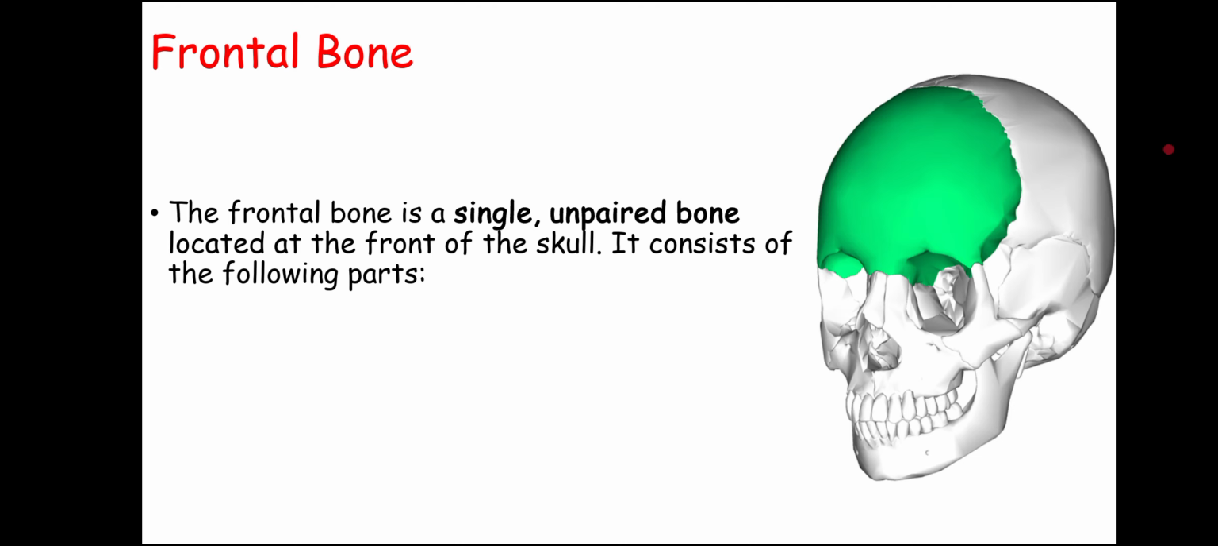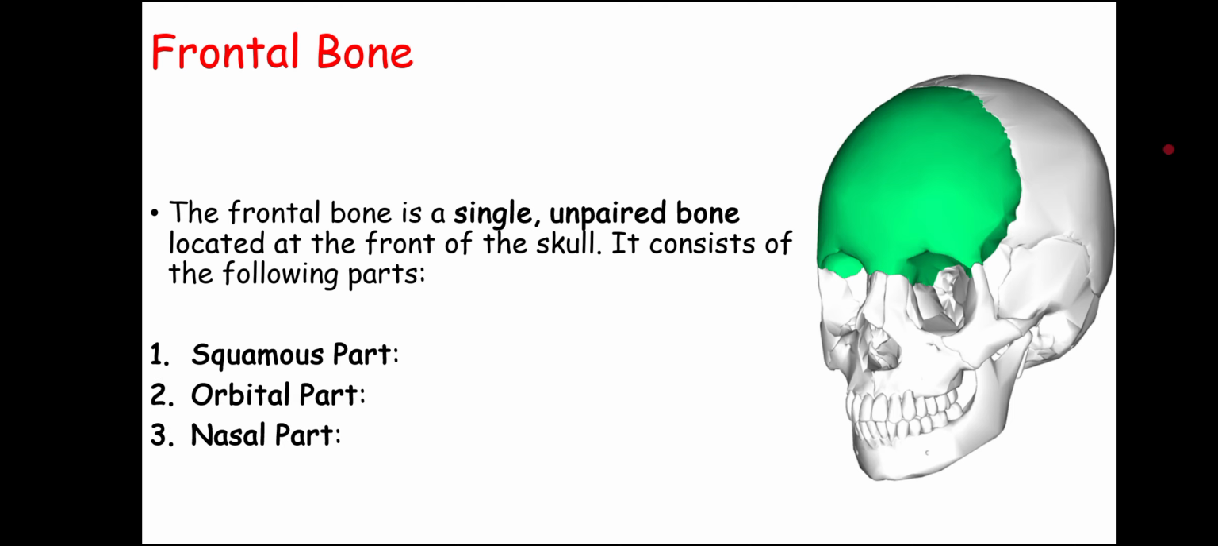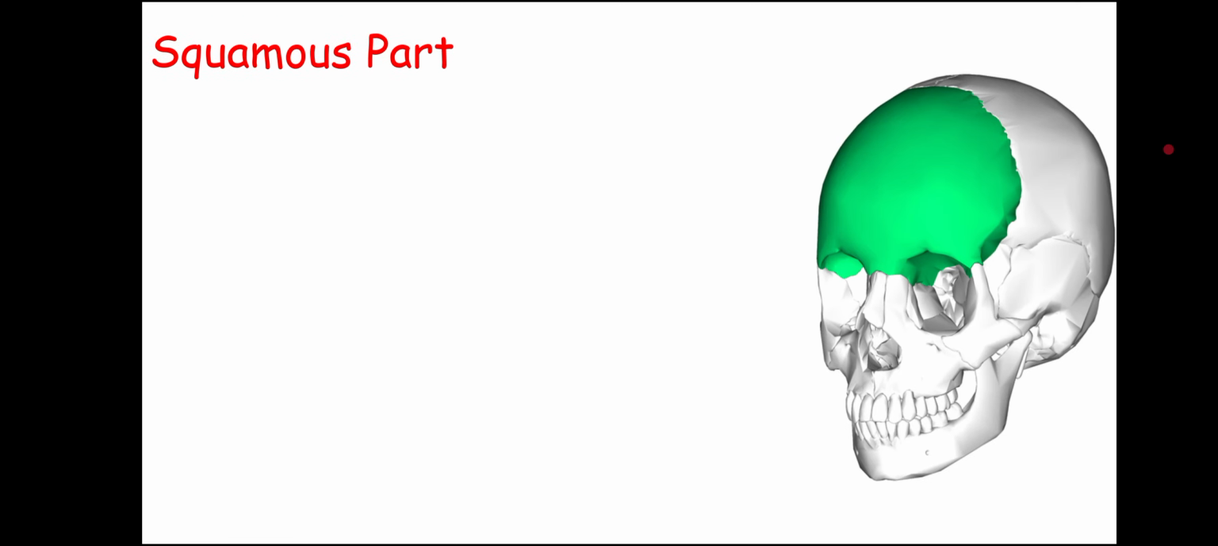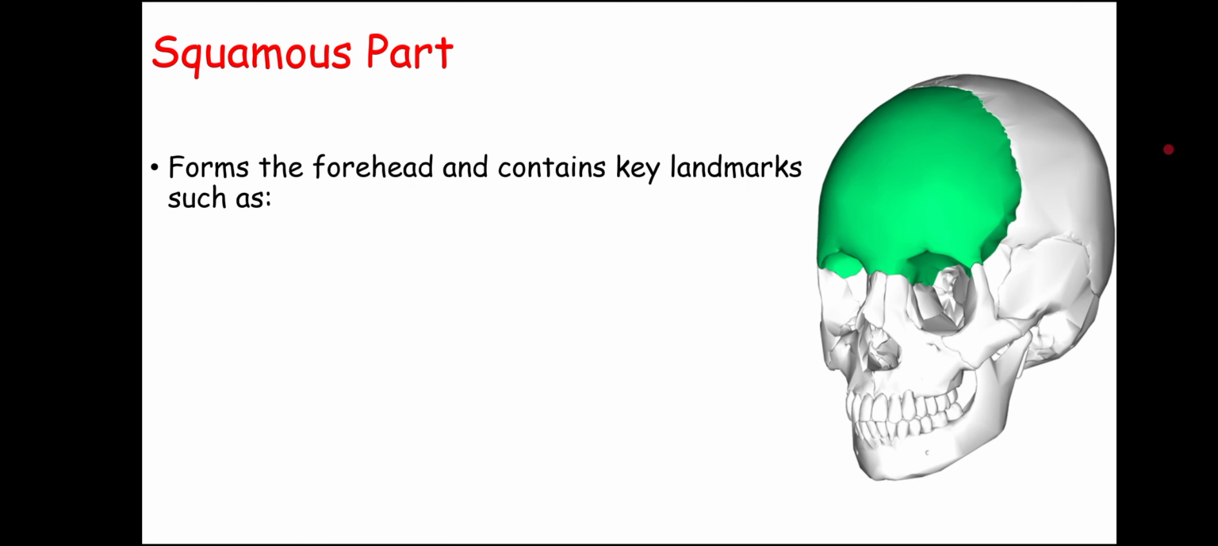Talking further, frontal bone is a single unpaired bone. That means there will be only one frontal bone in every skull. It is located at the front of the skull and it consists of the following parts: squamous part, orbital part and nasal part. So these are the three parts of frontal bone. First we will talk about the squamous part of frontal bone.